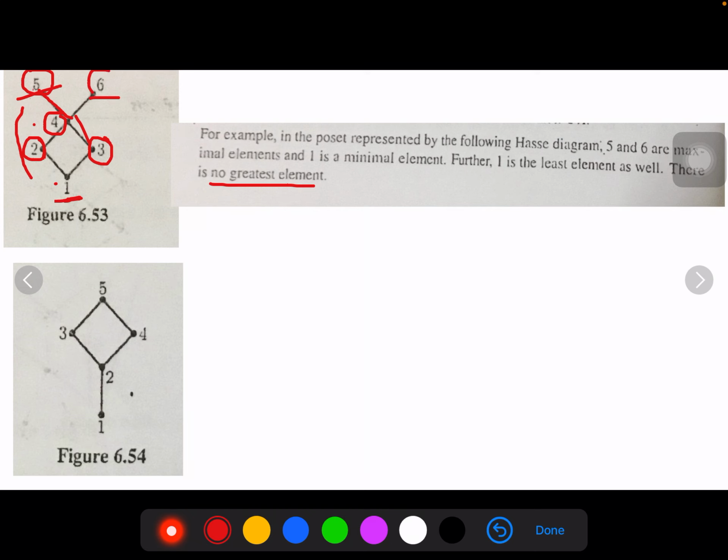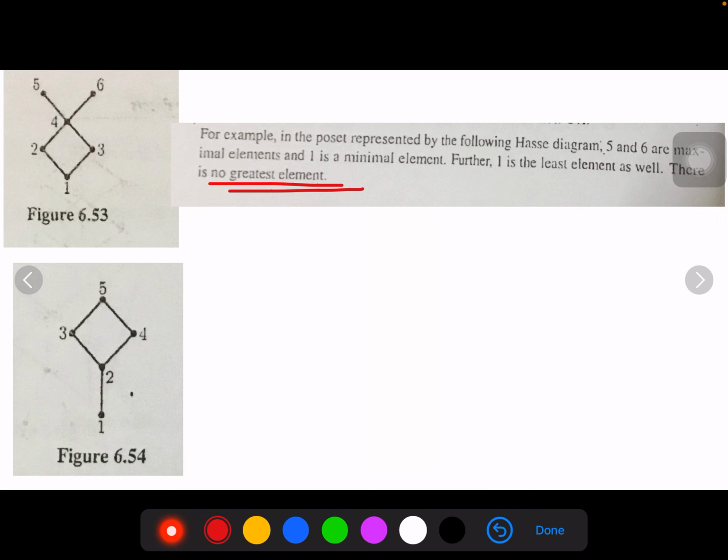But what about 6? They are in the same level but it's not related. Therefore, you cannot say that 5 is a greatest element. In the similar way, 6 is also not greatest element because 5 is not connected to this. Okay, therefore there is no greatest element.